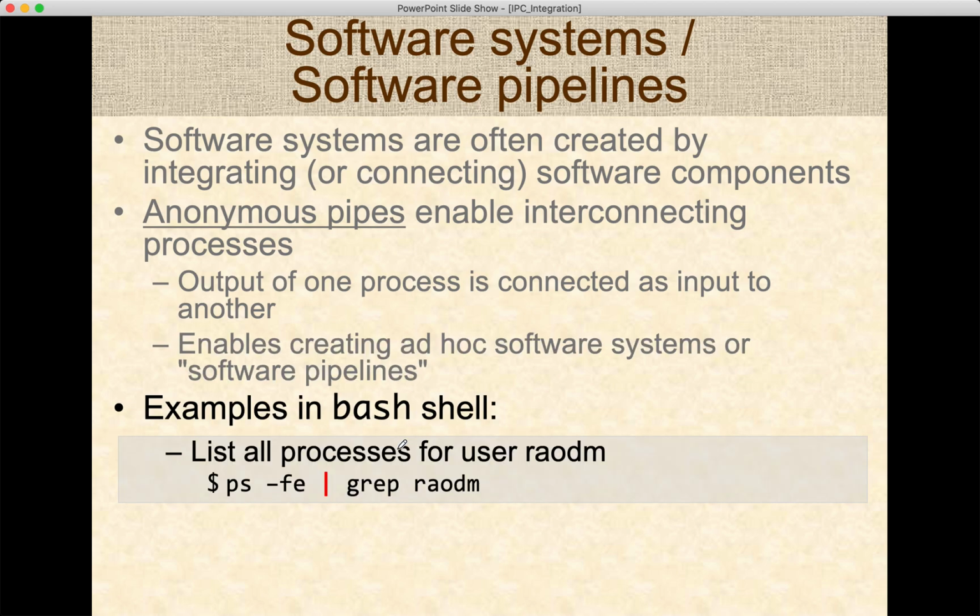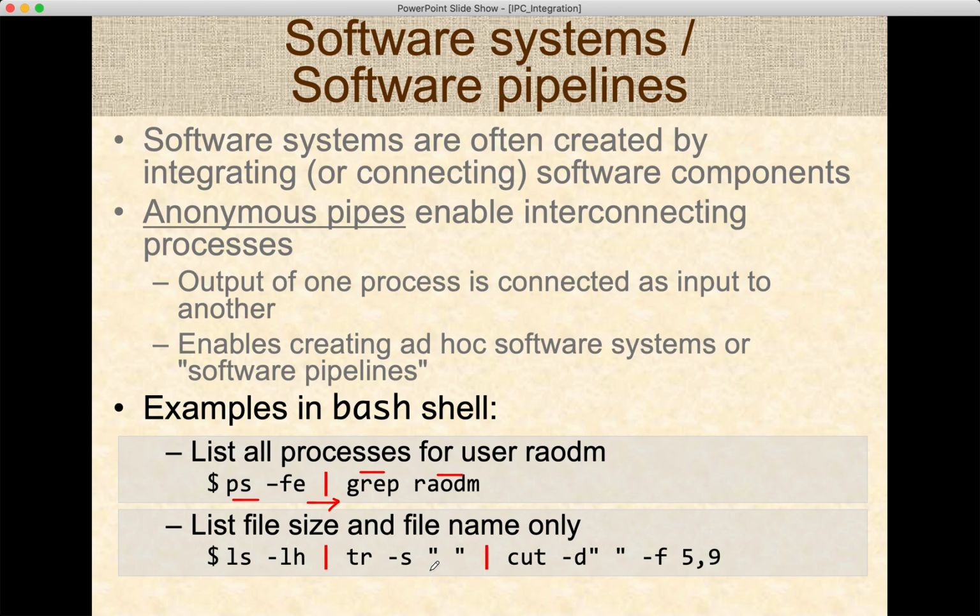For example, at the Linux bash shell, we can list all of the processes for a user simply by using the ps command. But if we want to restrict it to a subset of a user or to a specific user, we can simply pipe the output of ps command to grep, which searches for all of the lines that ps outputs that contain the word ravdm and only print those matching lines. In other words, we essentially accomplish listing processes for a specific user.